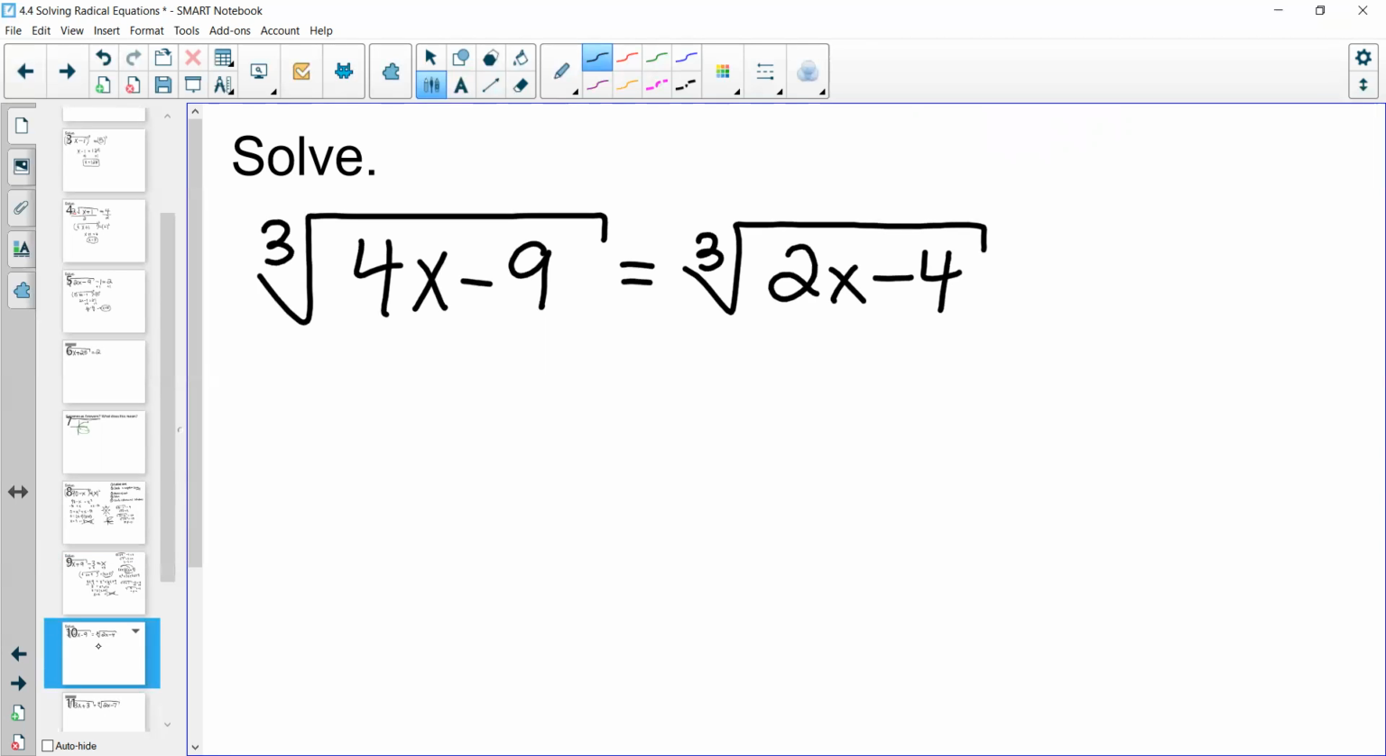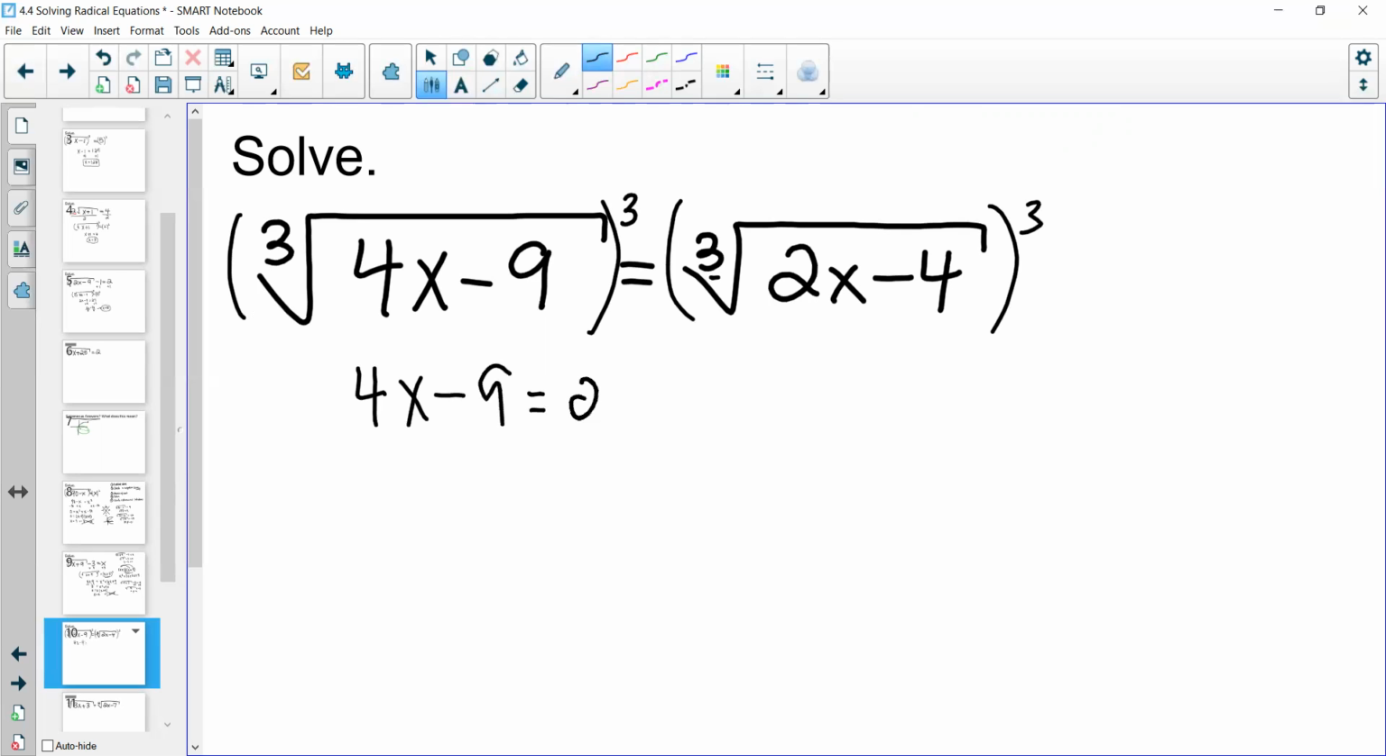So now we just want to raise both sides to whatever that power is. Now we can only do that if the indexes underneath are the same. Because they're both a 3, we can actually get rid of both those radicals by raising them both to the power of 3. So let's go ahead and do that. And we end up getting 4x minus 9 equals 2x minus 4. And then we can solve here.